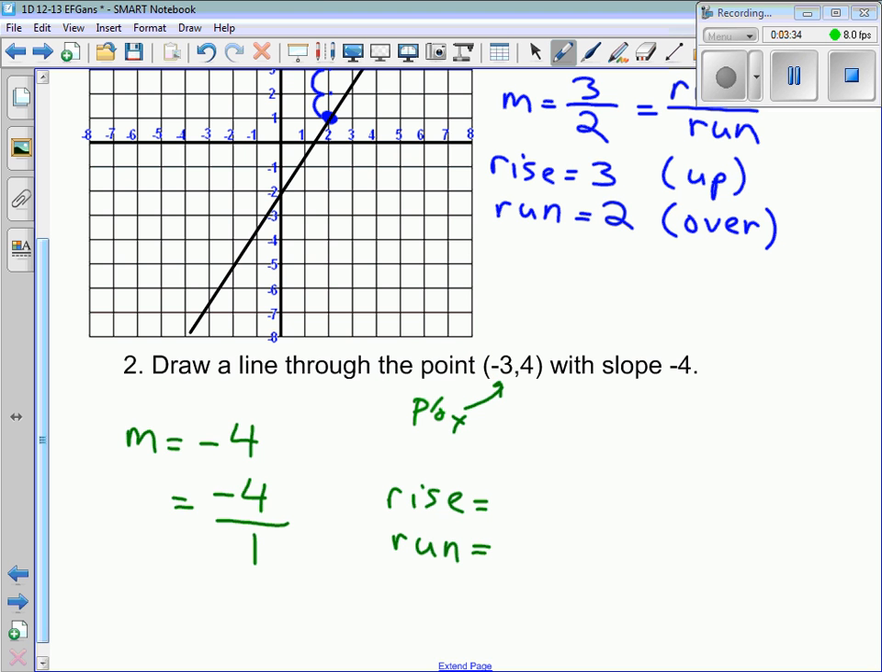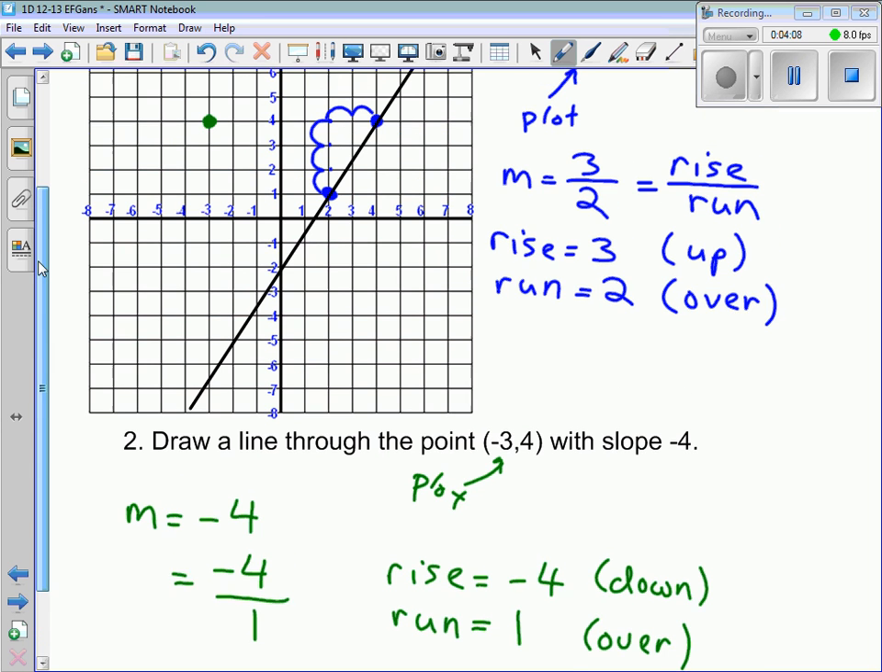Well, what's my rise here? Try it. -4. So if it's -4, what does that tell me? How should I move? If it's rise, it's telling us I have to go up or down, right? So I have to go down 4. What's my run here? My run is 1, so that's telling me how far I have to go over. So I'm going to go over 1, and I'm going to go down 4. I go down because that rise is negative.